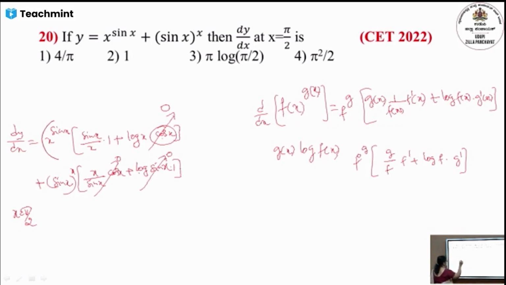What remains is only x to the power sin x into sin x by x. So x is pi by 2 to the power sin x, which is 1, sin x is 1, x means pi by 2. Can you see that pi by 2 and pi by 2 cancel? What remains is 1. So remember this as a standard result: derivative of f power g is f power g into g by f, f dash, plus log f into g dash. Okay.